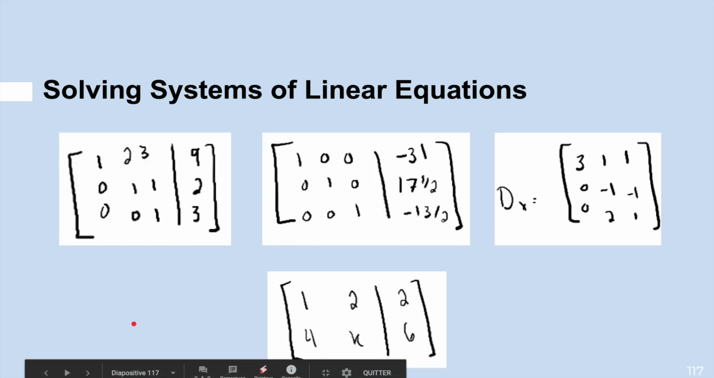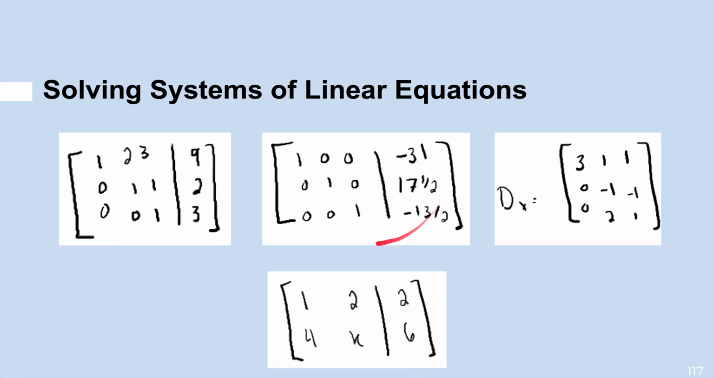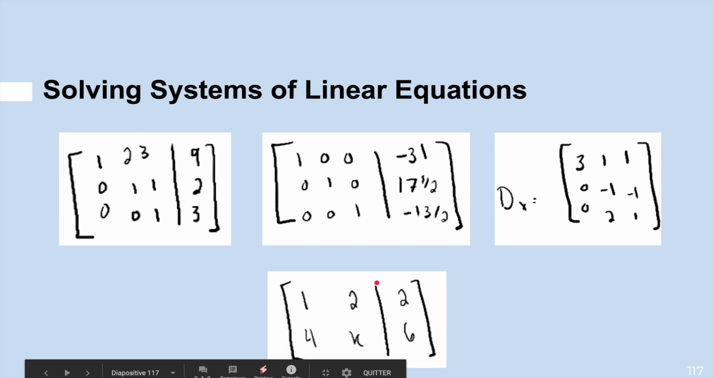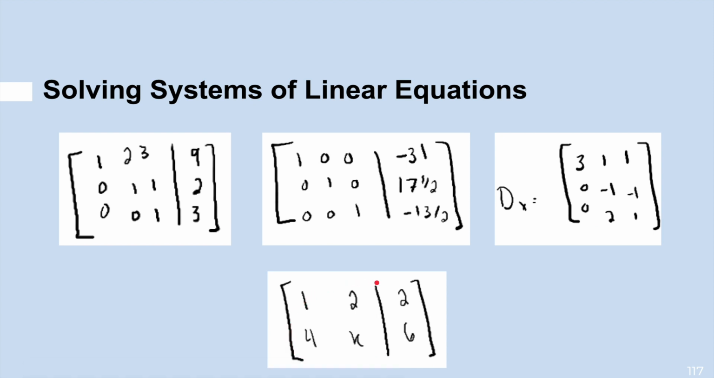Now hopefully you can recognize these. This one is Gaussian elimination. We have Gauss-Jordan elimination, part of Cramer's rule. And this could just be a question where you're asked to find K so that your matrix has an infinite amount of solutions or no solutions at all.